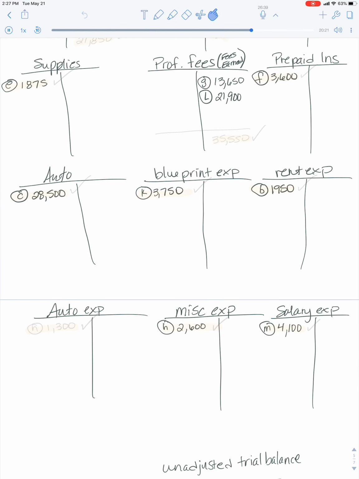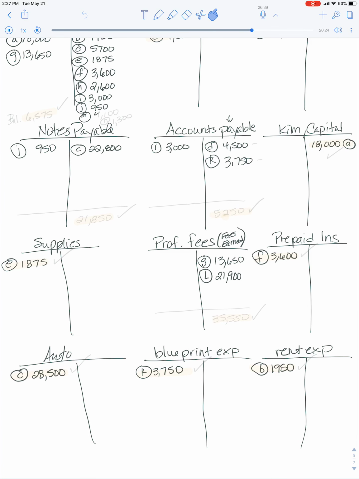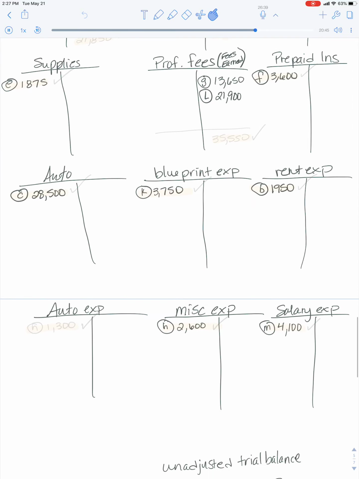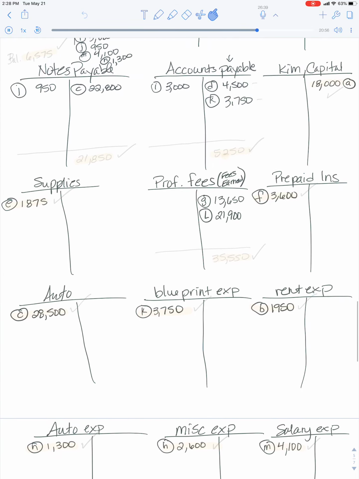And we paid salary for our assistants, and I've got salary expense here for M, 4,100, and we paid cash for M, so cash is going down with a credit. And lastly, we paid gas, oil, and repairs on our automobile. So cash is going to go down. I'm kind of running out of room. And cash is going down with a credit. And I believe we're calling this auto expense. So N, auto expense.